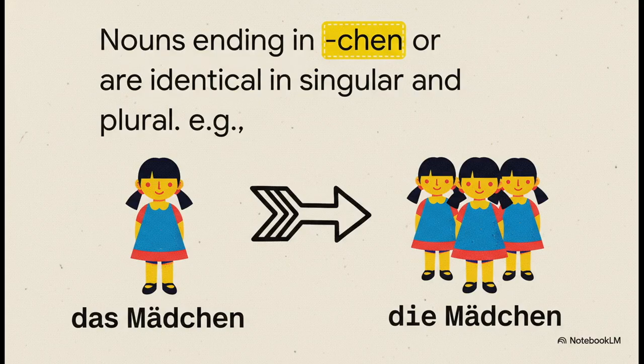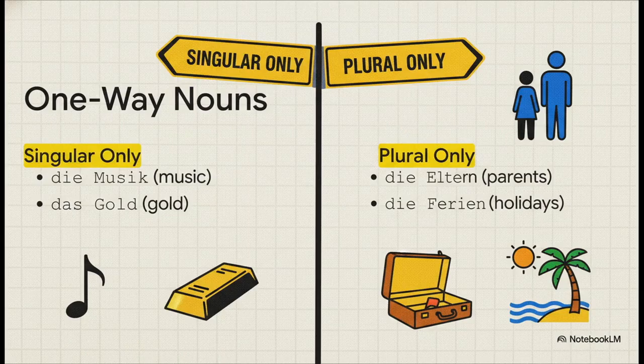And the plural is always identical to the singular. So das Mädchen, the girl, becomes die Mädchen, the girls. The word itself doesn't change a bit. How easy is that?